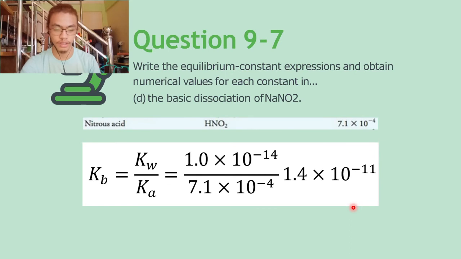Once again, this is a basic dissociation. That is why we need to solve for Kb. And given the Ka of 7.1 times 10 raised to negative 4, we could just divide it from the Kw of 1.0 times 10 raised to negative 14 to get 1.4 times 10 raised to negative 11.